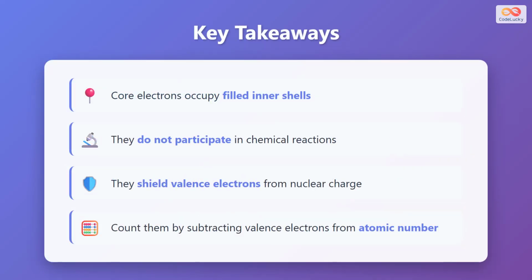Let's review the key takeaways. Core electrons occupy filled inner shells and remain close to the nucleus. They do not participate in chemical reactions or bonding processes. They shield valence electrons from the full nuclear charge, reducing the effective nuclear charge felt by outer electrons. To count core electrons, simply subtract the number of valence electrons from the atomic number. Understanding core electrons is essential for predicting chemical behavior and atomic properties.